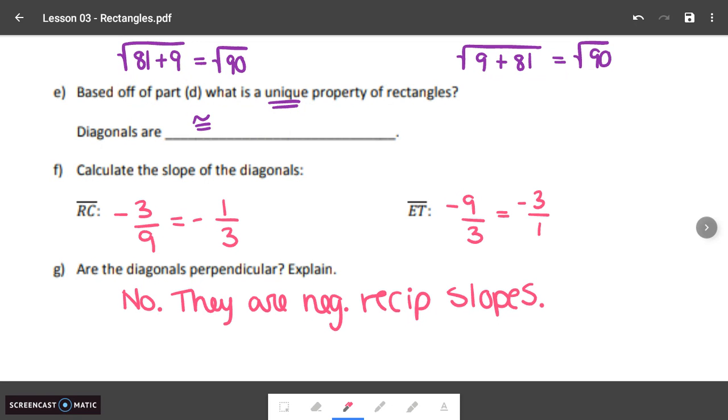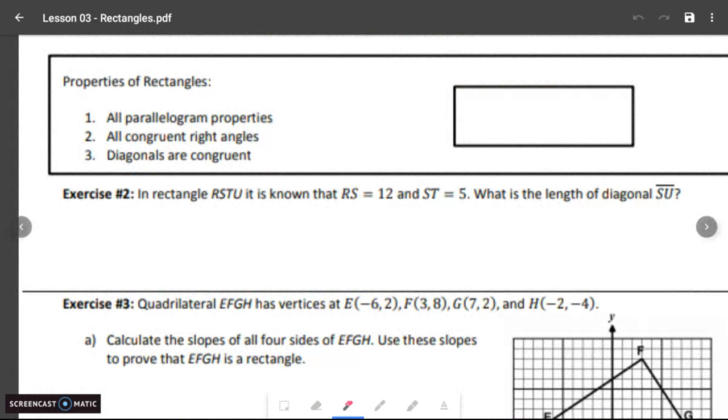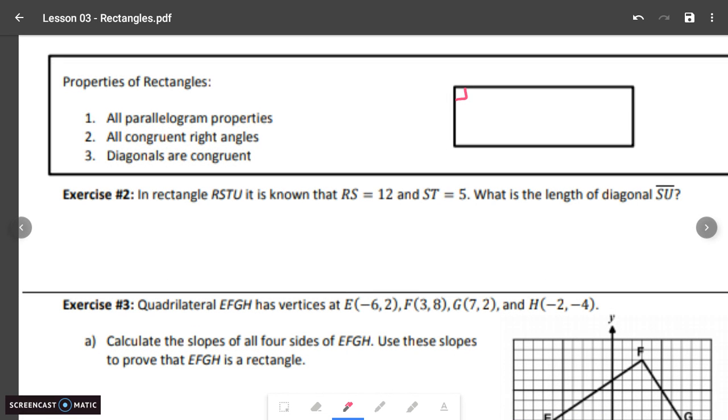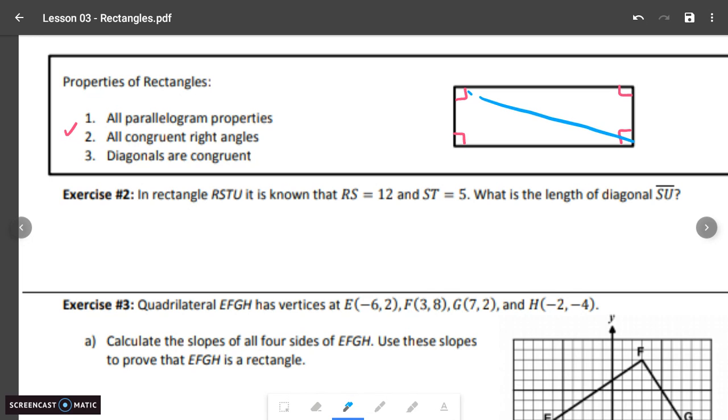Basically, the 3 properties that we've seen that are unique to rectangles are that they have congruent right angles, so their slopes are going to show those perpendicular sides for the consecutive sides, and the diagonals are congruent to one another. So just recapping that on the next side of our sheet, we have 4 congruent right angles and diagonals, so crossing the 2 sides, they're congruent.